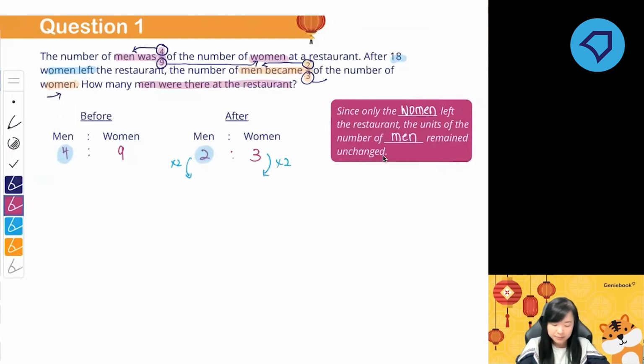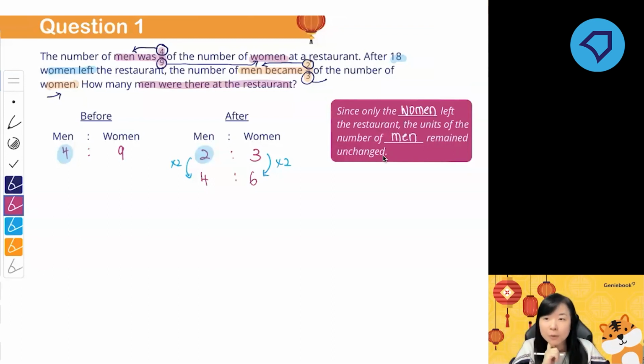Okay, and when I multiply by 2, I will get 4 and 6. Okay, and now let's look at the women, because 18 women left the restaurant. At first I have 9 units of women. After some of them, or 18 of them, left, I'm left with 6 units.